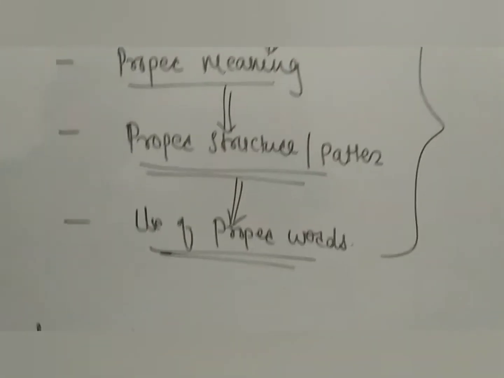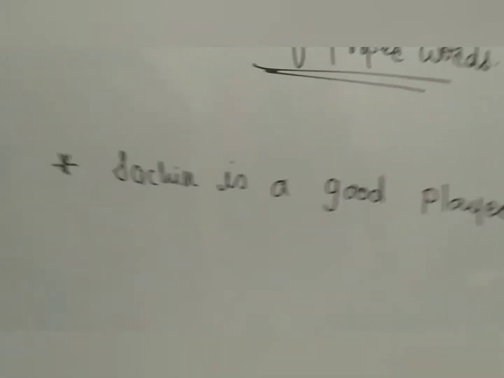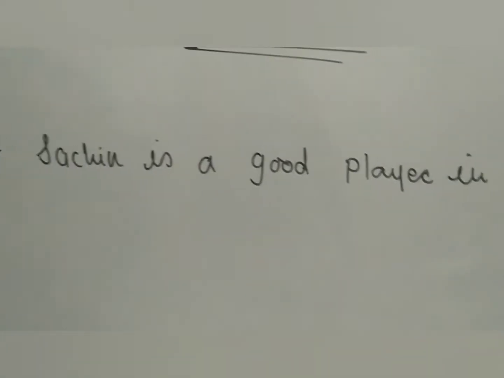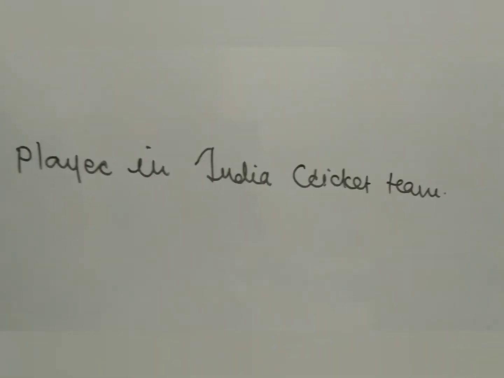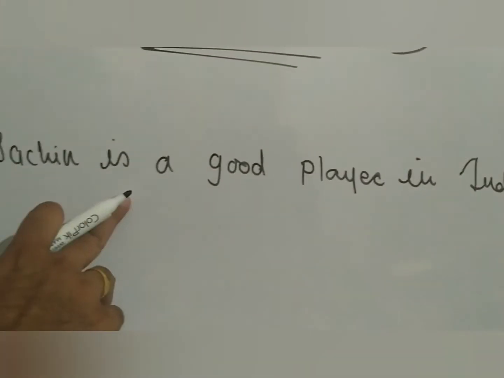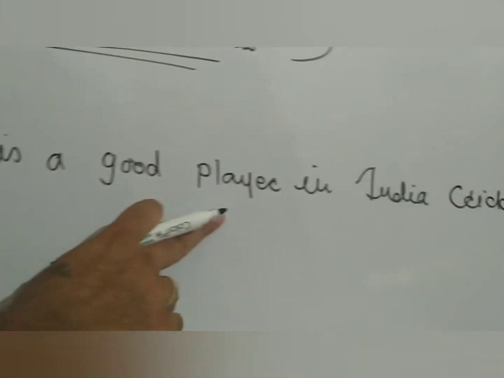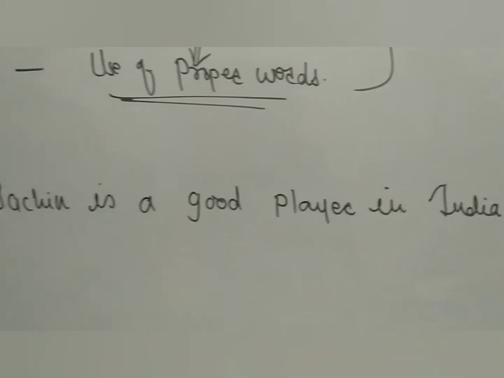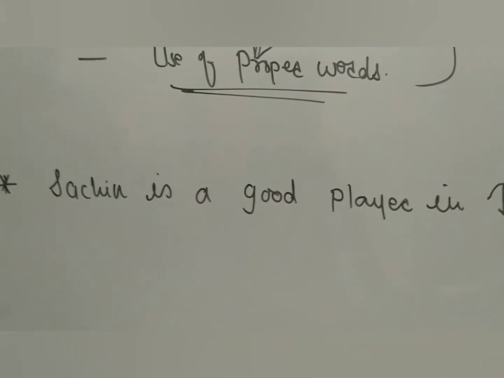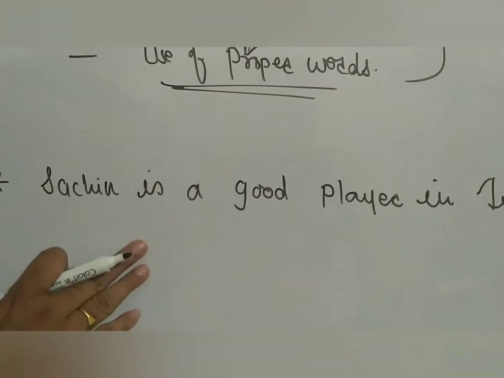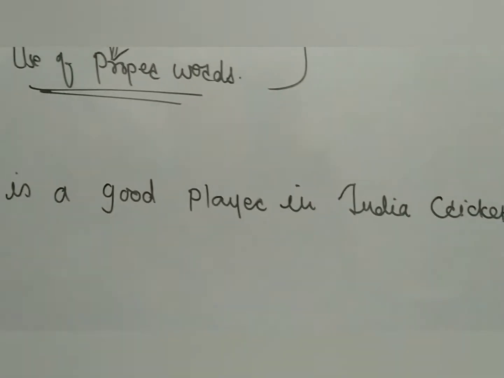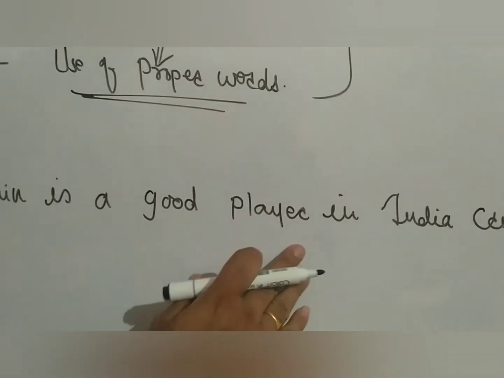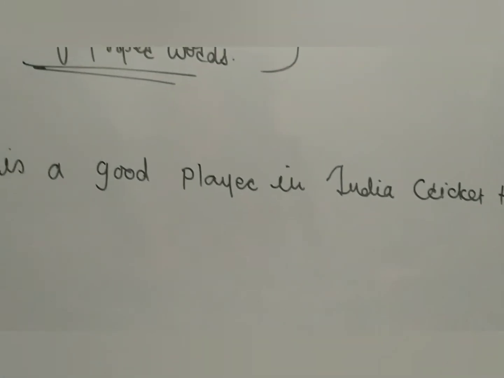Now, I have written one sentence on the blackboard. It is very simple. It is a group of words, but it is proper and meaningful. Now see, Sachin is a good player in Indian cricket team. Though now he is retired, he is a member of our team. That's why he is a good player in our Indian cricket team. That's why we use these types of words to make a meaningful sentence.